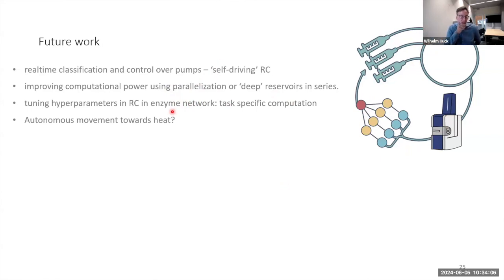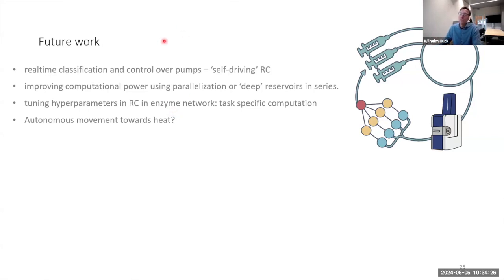We could also start changing the hyperparameters of the network itself. The hyperparameters are, for example, the concentration of every enzyme, the reactivity of each enzyme towards a certain substrate, the concentration of every peptide, et cetera, et cetera. So we can change many more things there, and then optimize it for a particular type of computation.